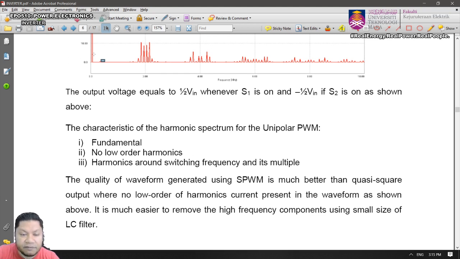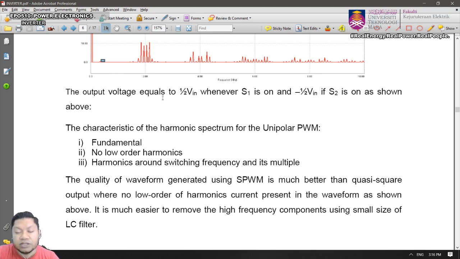Okay, we can see that this is fundamental. No low order harmonics. There's no 3rd, 5th, 7th as we observe for the square and quasi square waveform. The only harmonics are around the switching frequency and its multiples, because there is no harmonic at the switching frequency itself. Its multiples will be 2, 4, 6. Isn't it? If your switching frequency is 1 kilohertz, then it will be 1, 2, 3, 4, 5.